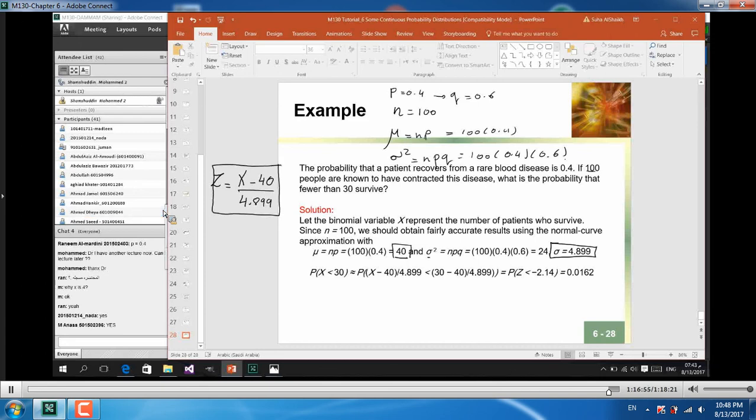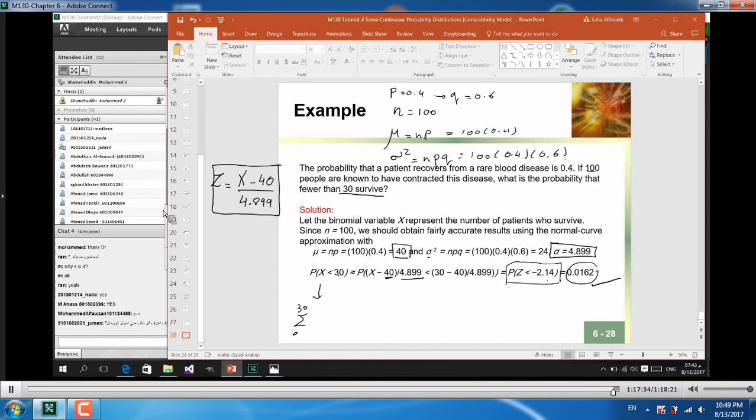Find me the probability that fewer than 30 survive. Fewer than 30 survive means less than 30. For the binomial, I would be talking about the sum from 0 to 30, right? For the binomial, it's the sum from 0 to 30. Now if I'm using the normal, it is the probability of x less than 30, we subtract 40 and divide by 4.899 all the terms. So it will be Z less than minus 2.14. From the table directly you can get the answer, it is this.